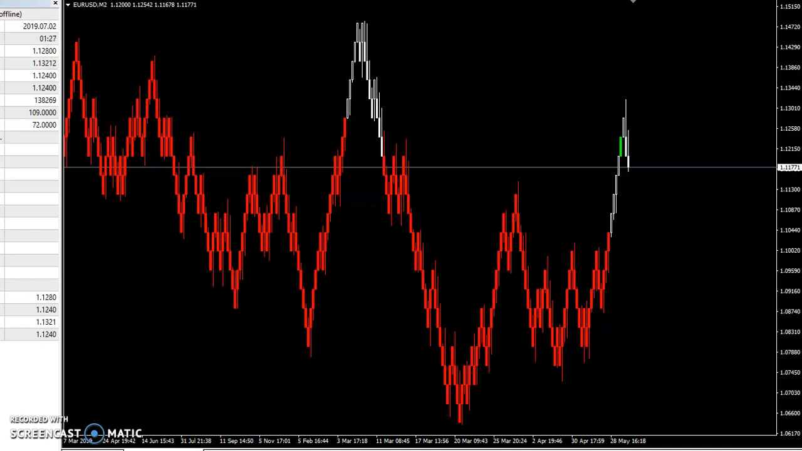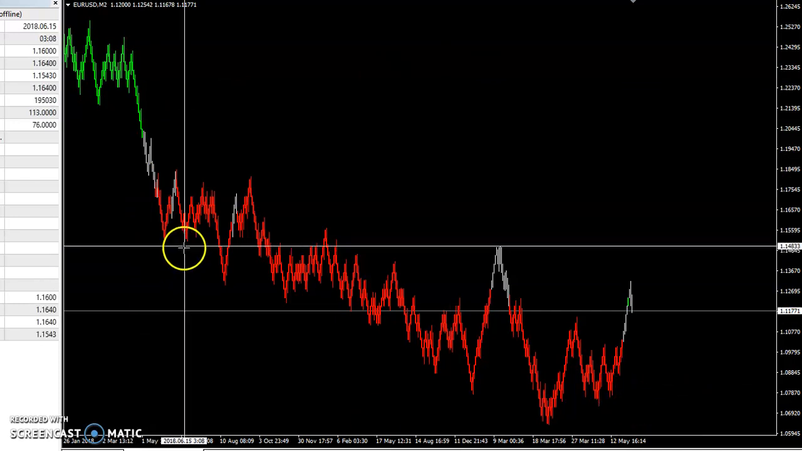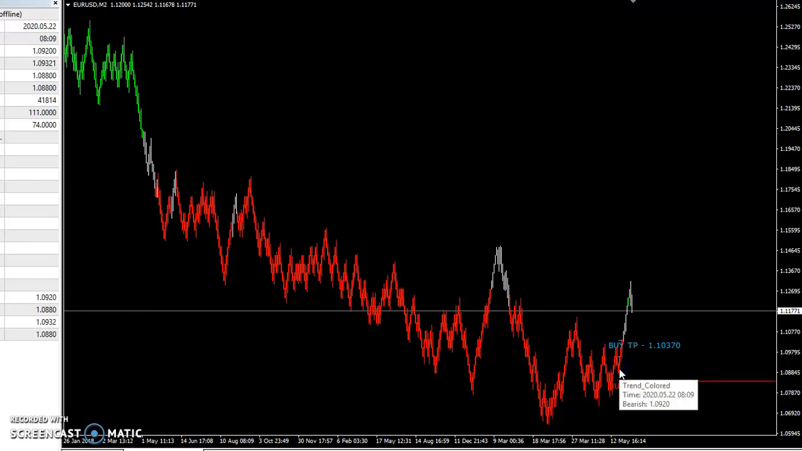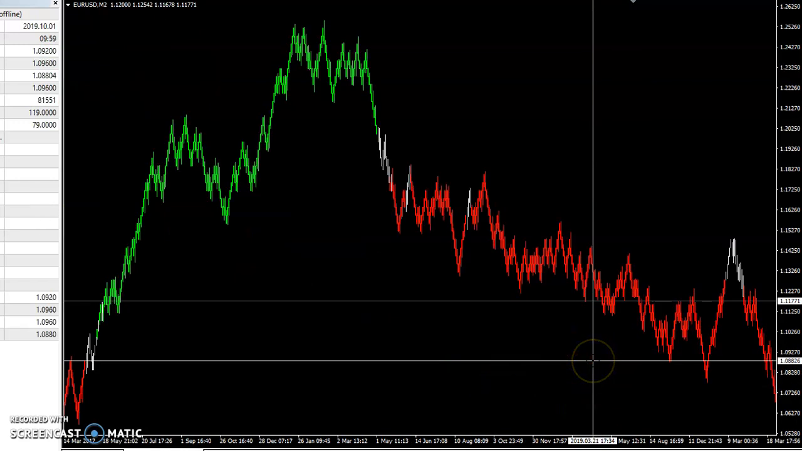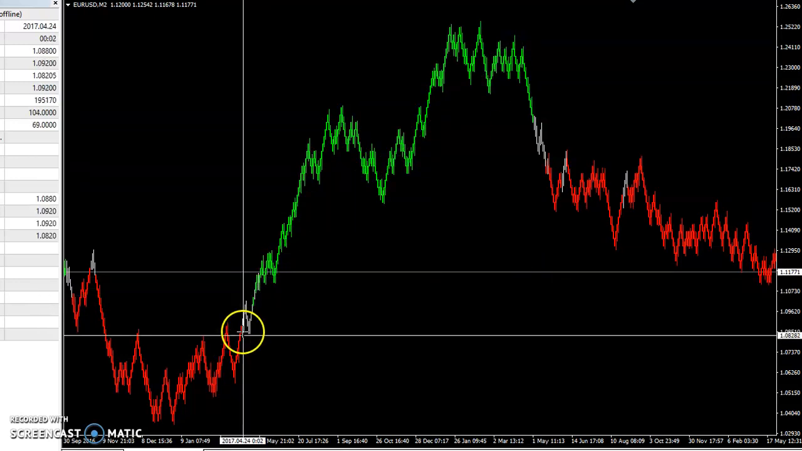But wait, let's zoom out. Okay, now this is something. What this indicator does when you change the setting is that it is pretty good at showing you where the market is heading in the long-term direction. And I think that is some very useful information. You scroll back, see every time it's green, the market heads up.